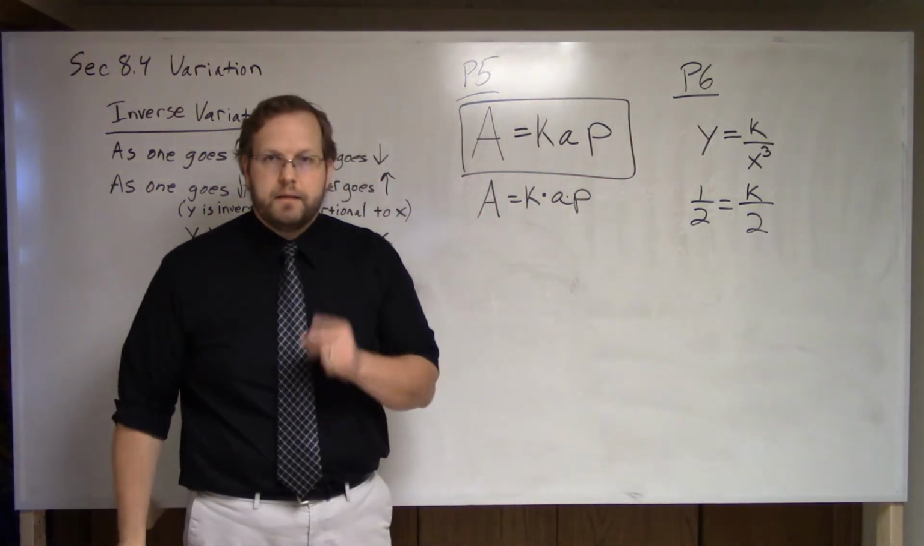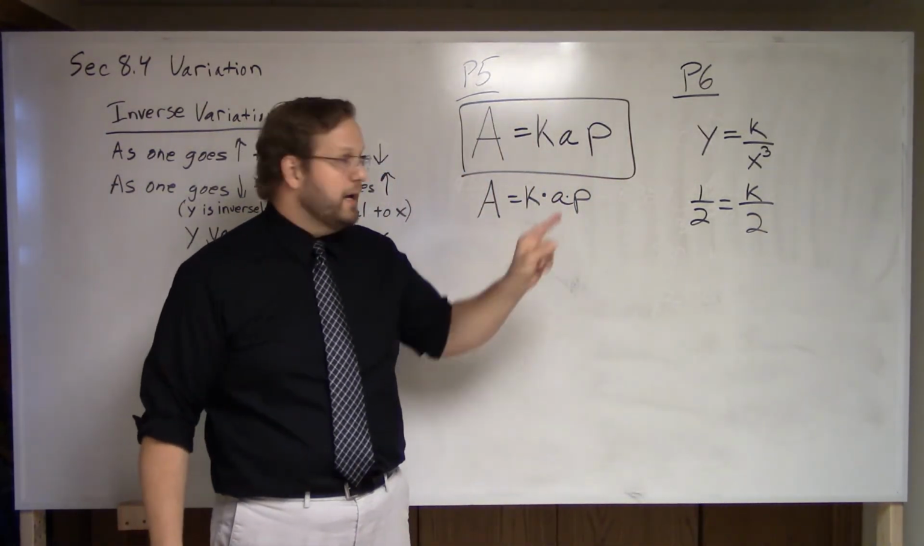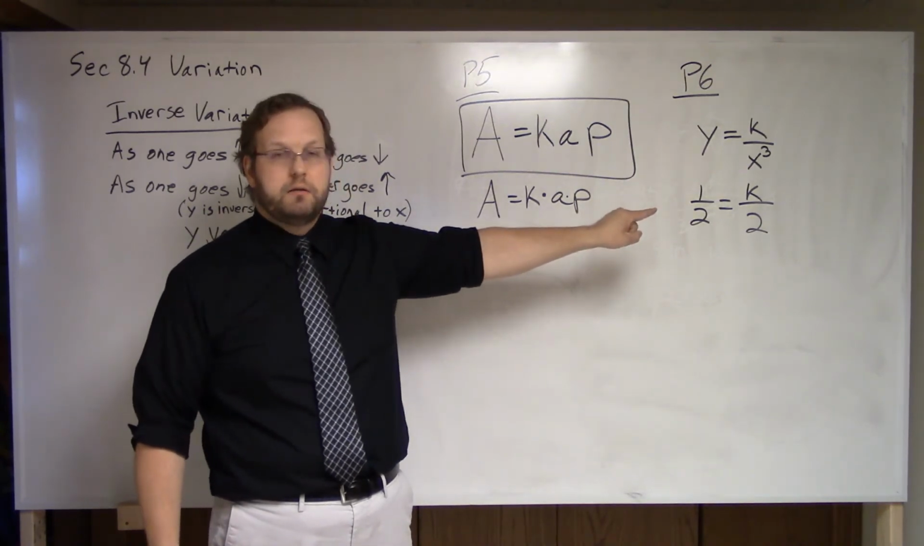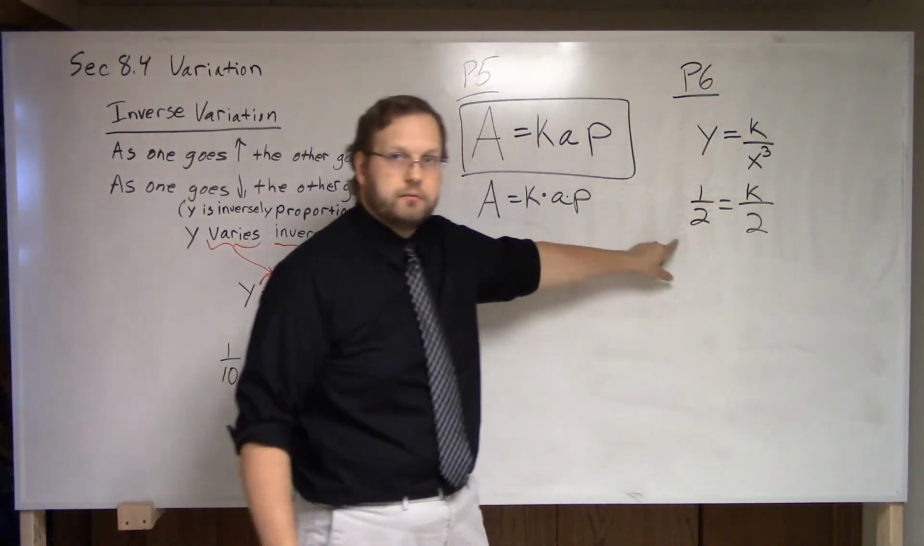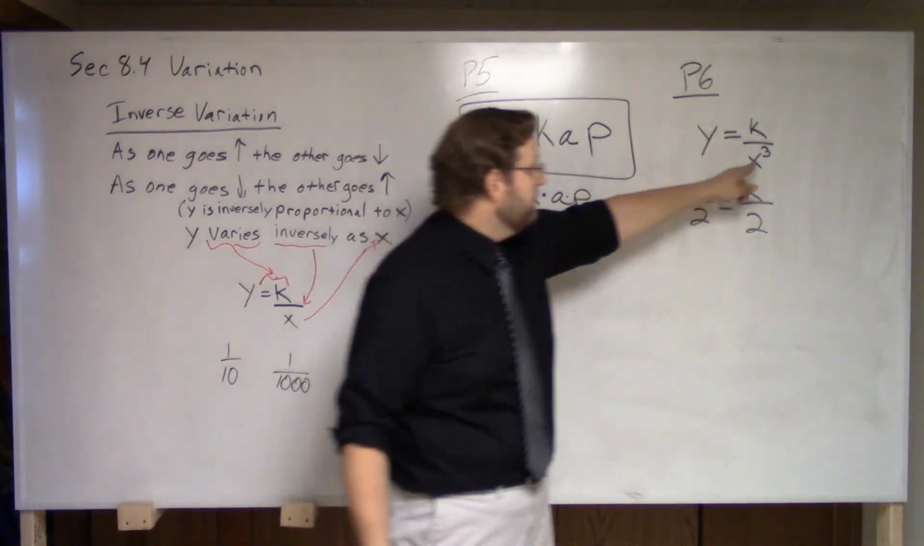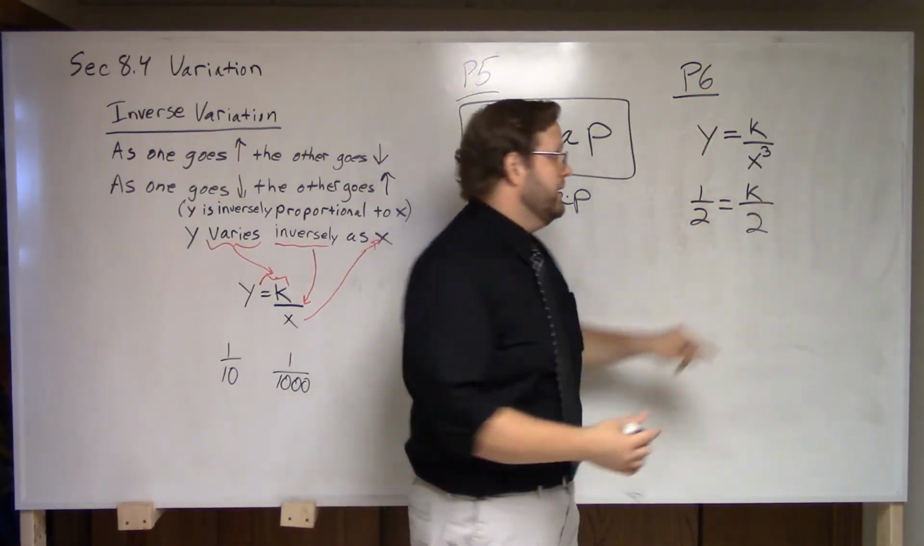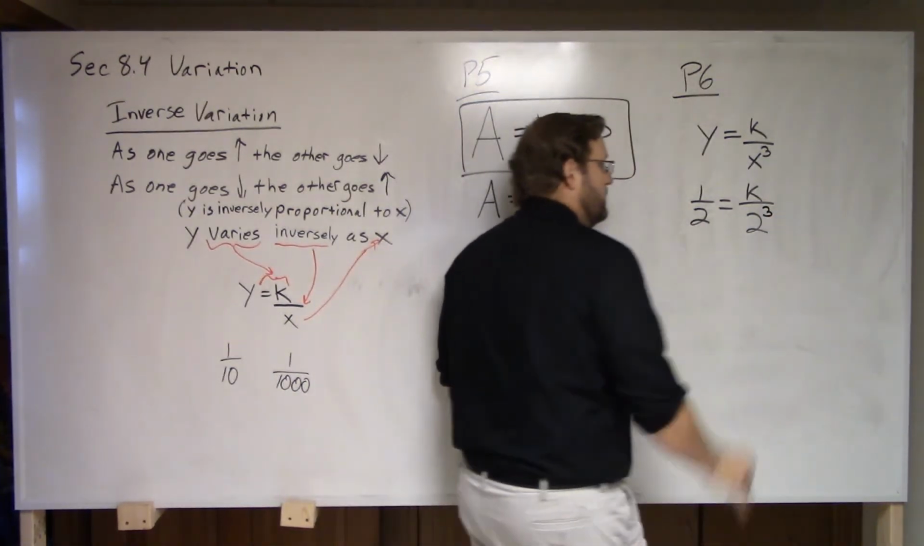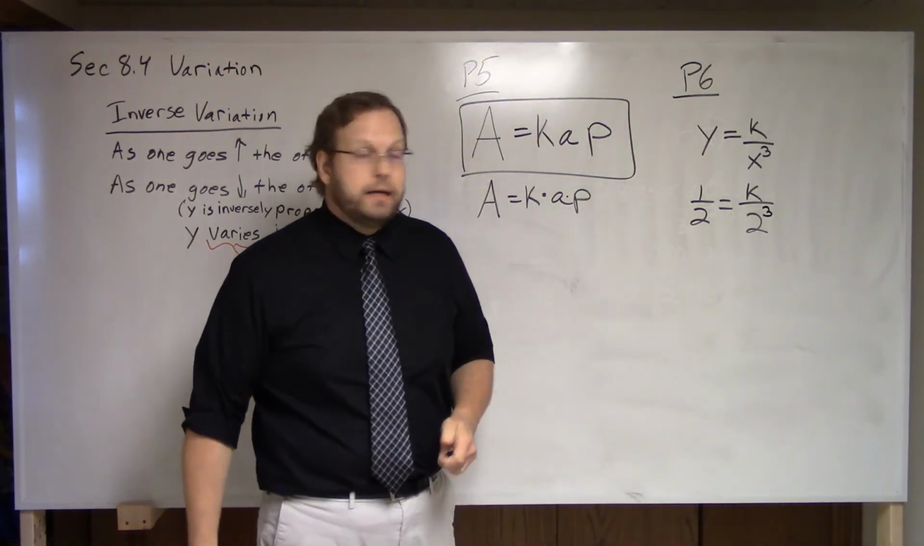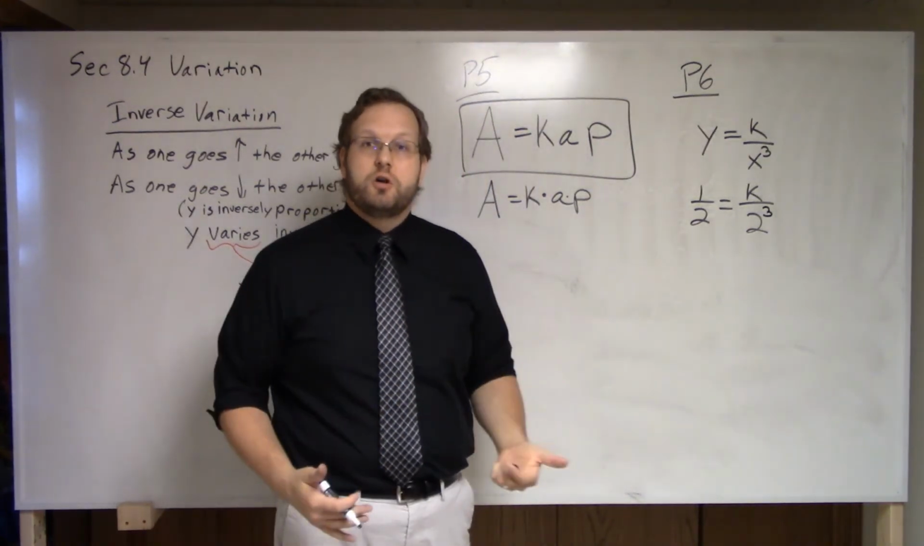Okay? Now, right away, I see a lot of people make this mistake. Notice, what am I missing? I forgot the cube. I have it up here. I need to calculate with that. So I need to cube that 2 as well. Okay, and then from there, I can go ahead and solve for k.